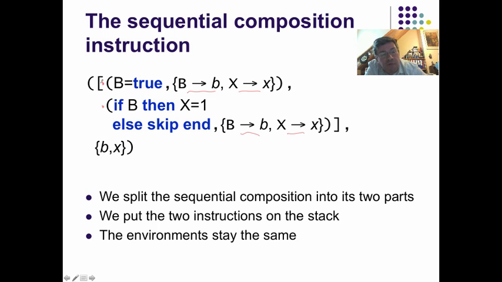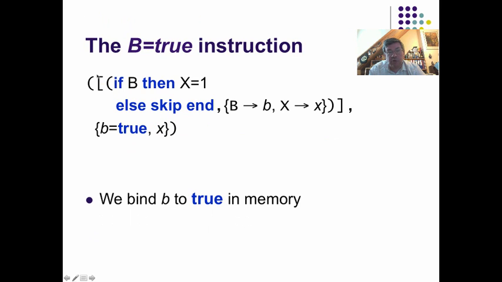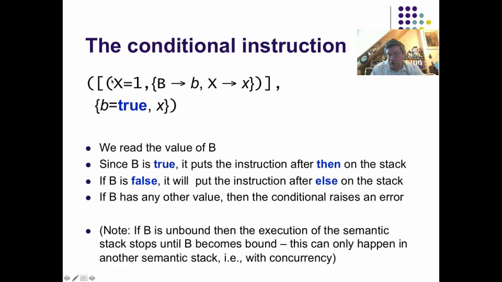The next step will take off the top instruction, which is the b equal true, to execute it. So this instruction will bind b to true in the memory, and that's all it does. And then we have a semantic stack with one instruction, which is the if. What this one will do then is take the if off the stack, and then it will do the conditional. So the conditional will read the value of b. This corresponds to variable little b. Since little b is equal to true, this will put the instruction after the then on the stack. Now, so that's the x equal 1.